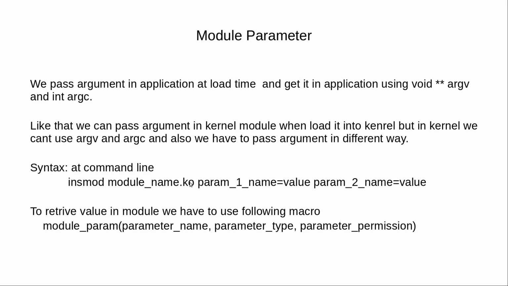We just need to add the parameter name and its value at the command line, and to retrieve that value in a module, we have to use one macro called module_param, where we have to mention the name of that parameter, the type of that parameter, and the permission of that parameter. We will see the parameter permission in a later slide.